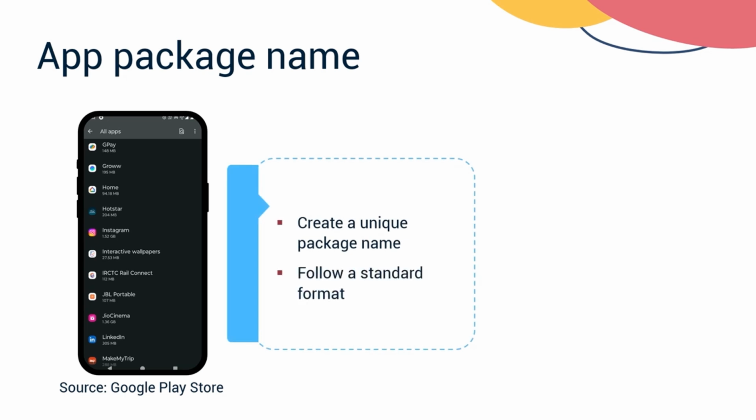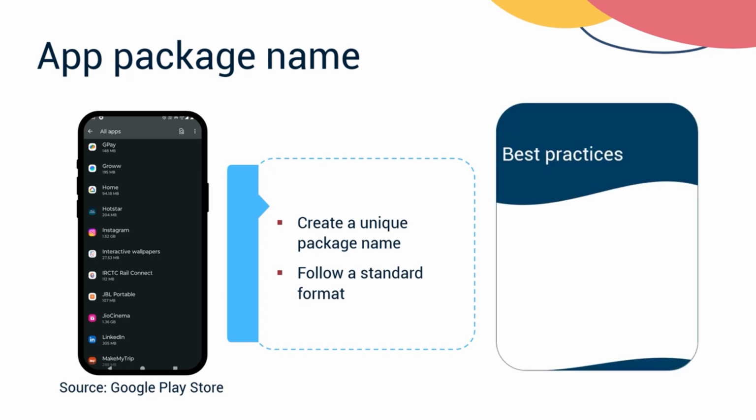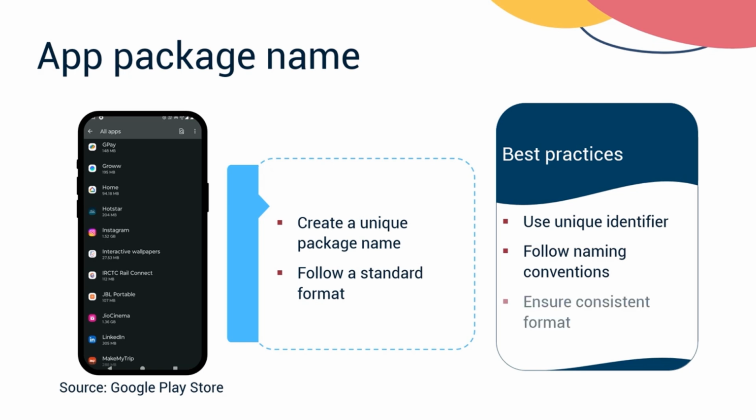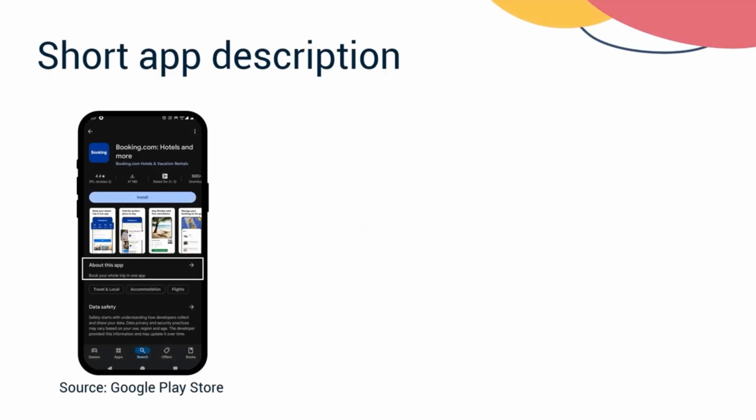It usually follows a format like your company.app name. Some best practices include ensuring the package name is unique to avoid conflicts with other apps and using reverse domain naming conventions for consistency. The short app description is a summary in the App Store.